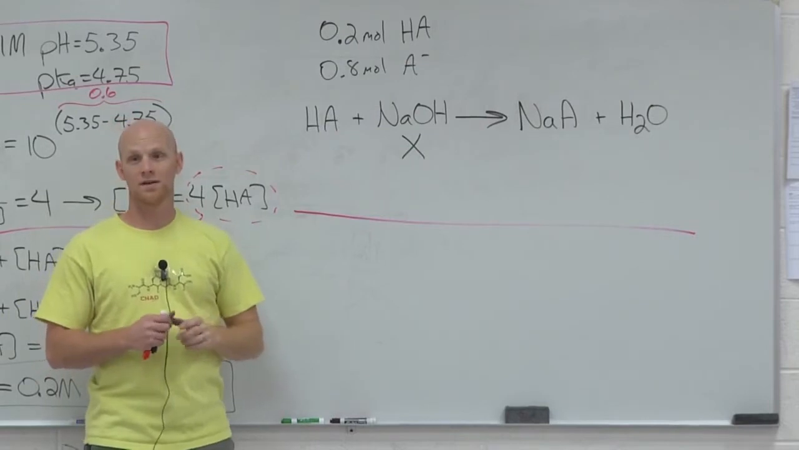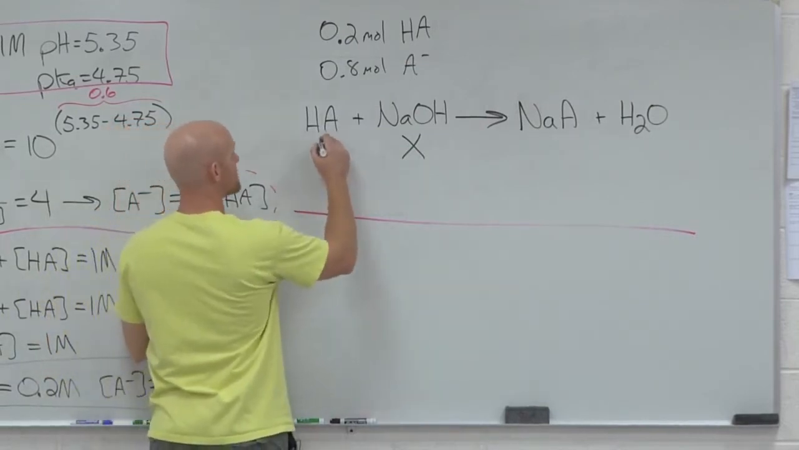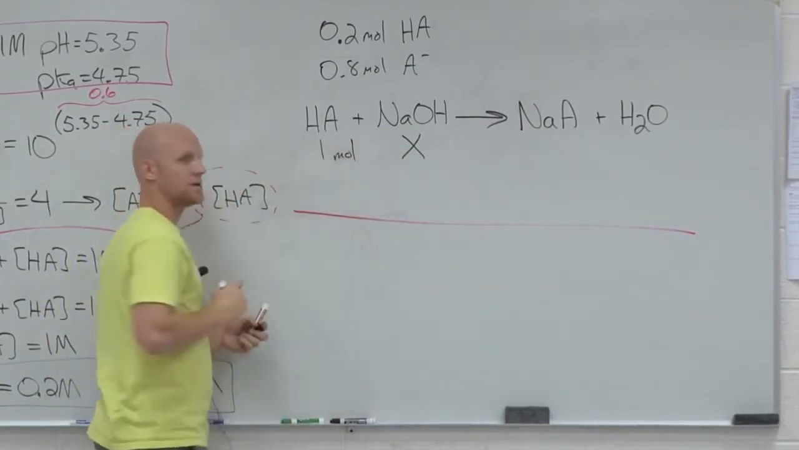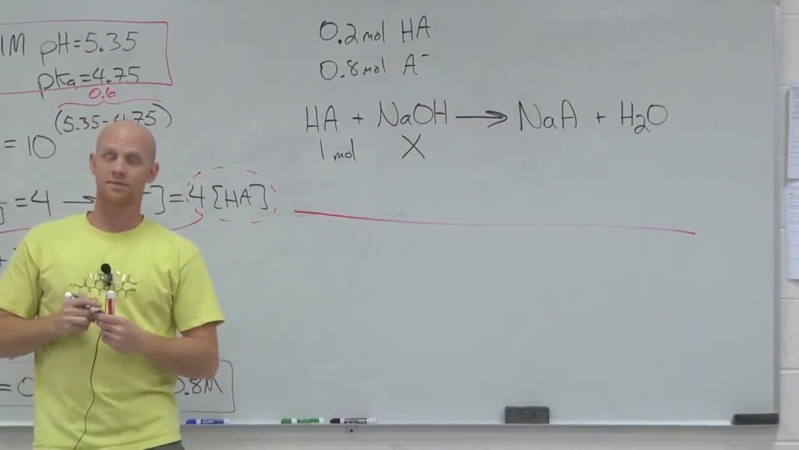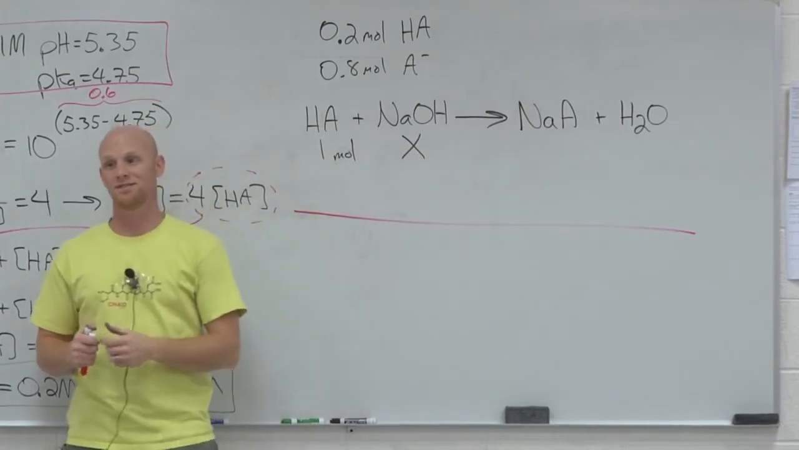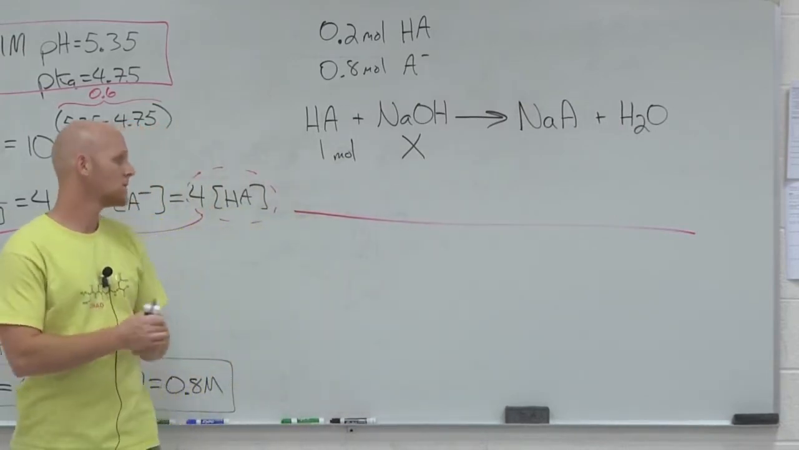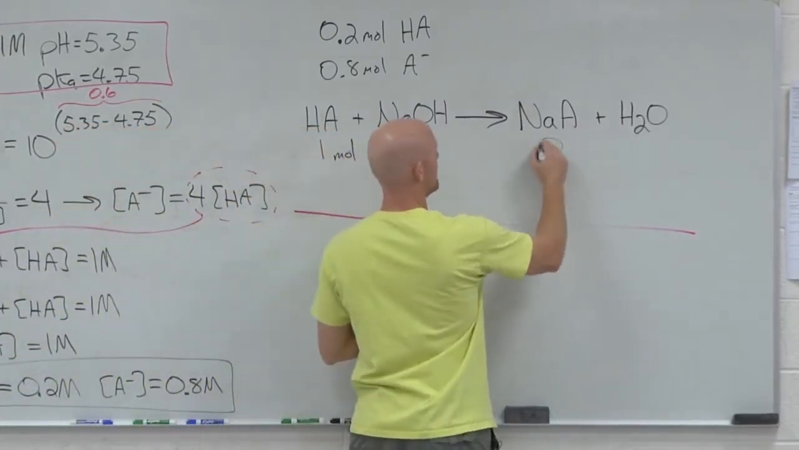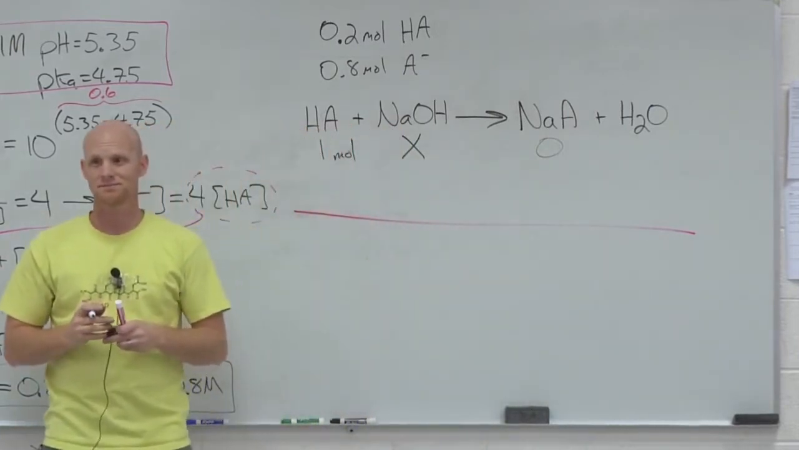I need to end up with 1. That means I better start with 1 mole of HA. Because whatever amount I start with, that's the total amount of weak acid and conjugate base moles I'm going to have when we're done. Cool. And in this case, we didn't start with any sodium acetate. We need to make it.